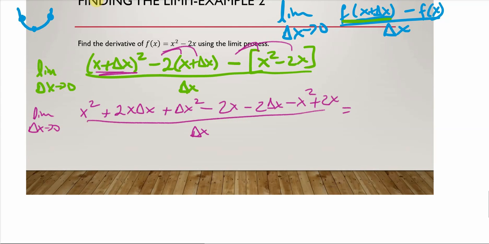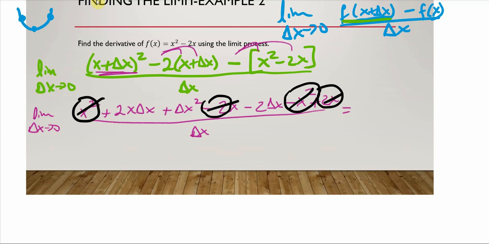Let's see if anything will cancel out. Well, I have an x squared right here, and I have a minus x squared here. That's going to cancel out. Then here I have a 2x, and here I have a minus 2x. So those are going to cancel out, and I'm left with this. Now, if I was to do the law of limits, and that's substitute a 0 there, if I plug in a 0 here, a 0 here, a 0 here, I would get 0 over 0.